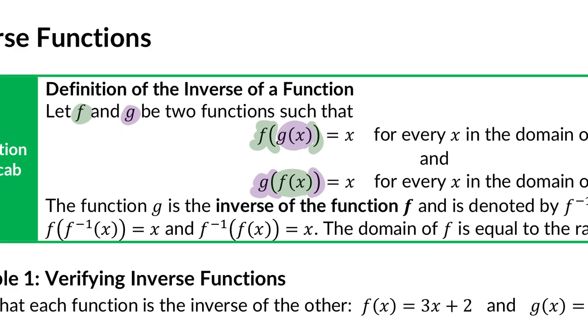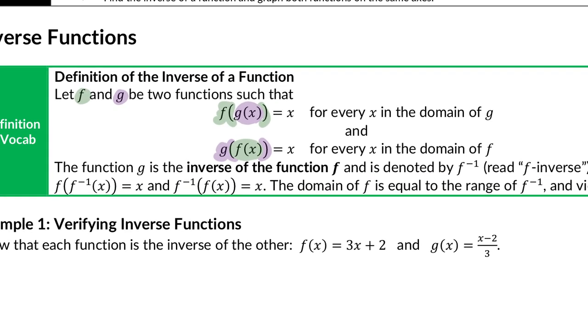The notation that we use for the inverse of a function looks like f to the negative 1, but that's literally how you say f inverse. So f to the negative 1 is not like 1 over f, it's the inverse of f. That's how we're notating it.